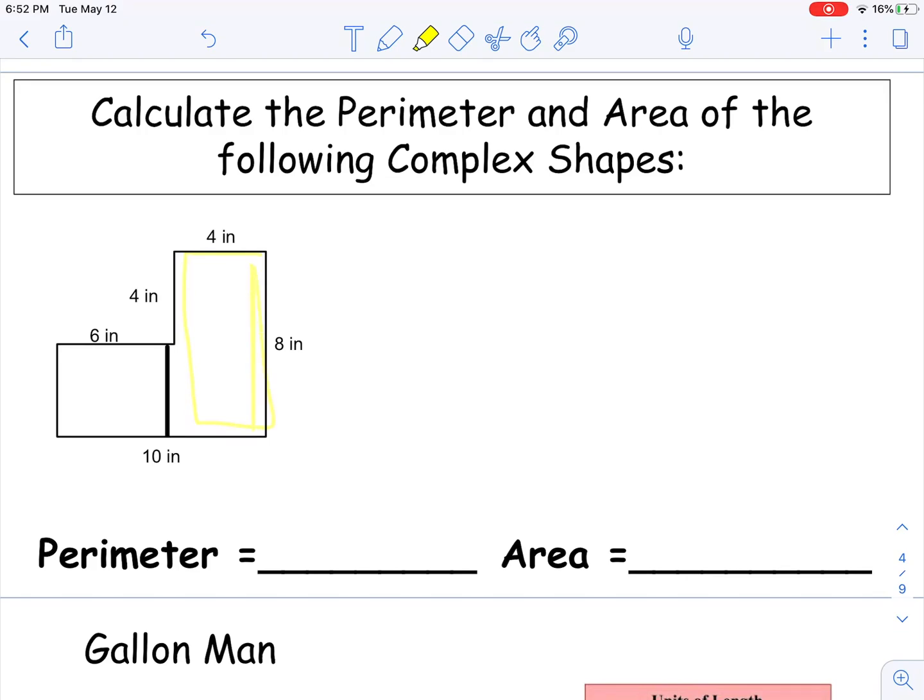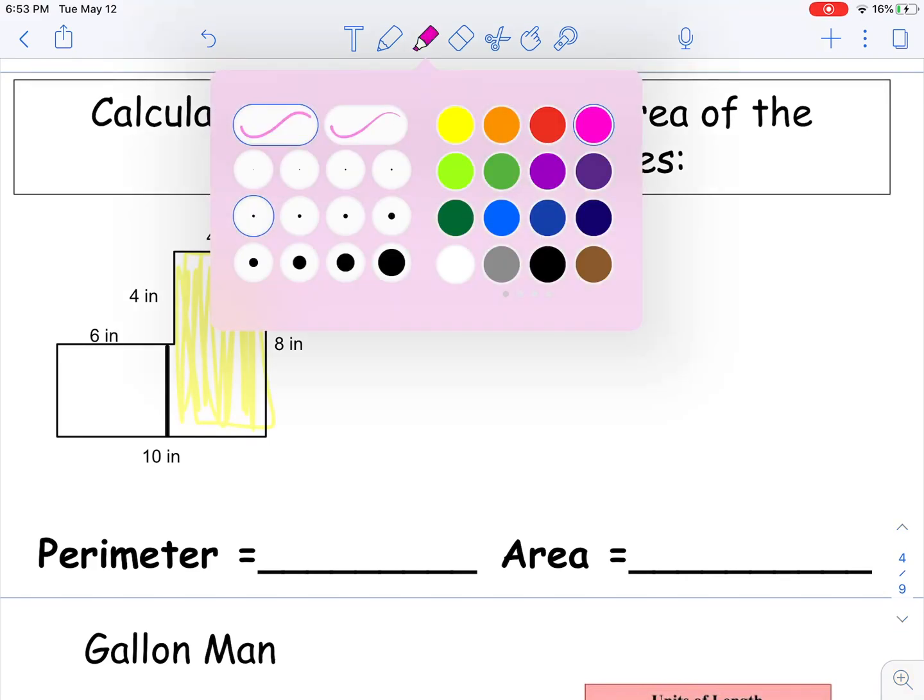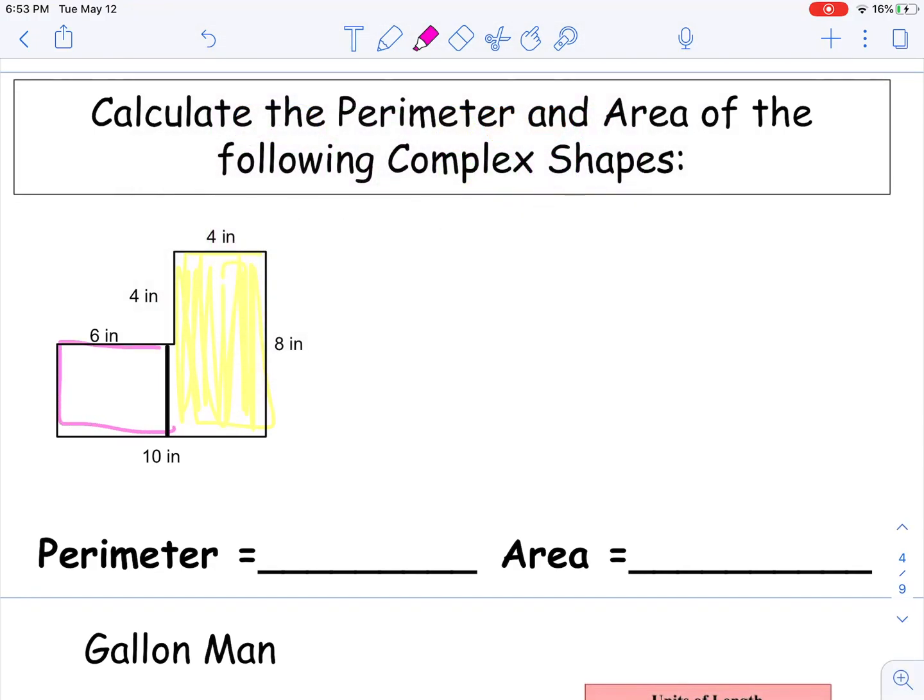So now I have this yellow rectangle. I'm going to color him a little bit so you can see what I'm working with. I have this pink rectangle. Color him a little bit. So let's get to work on measurements. I'm going to talk with my yellow rectangle first. If this top part is 4, I know this bottom piece has to be 4 because the rule of a rectangle is opposite sides are congruent.